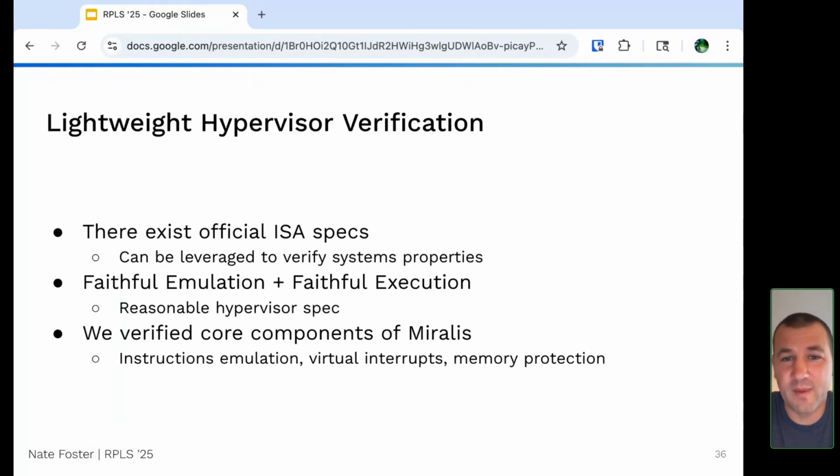And in particular here, we basically did a case study of taking SAIL specifications of RISC-V, taking an off-the-shelf verifier in Kani, and using it to verify at pretty low cost a large complex system, namely the Morales hypervisor.